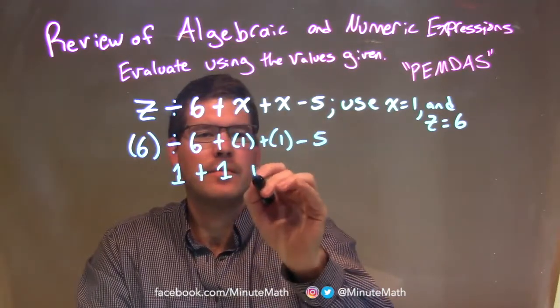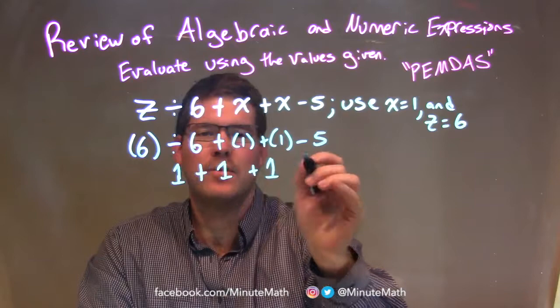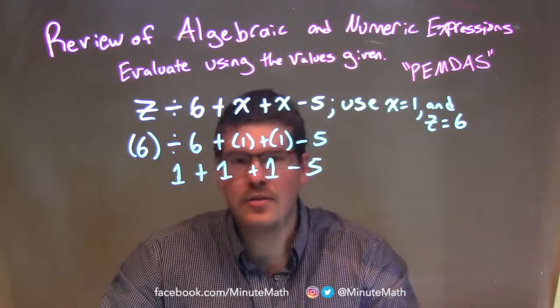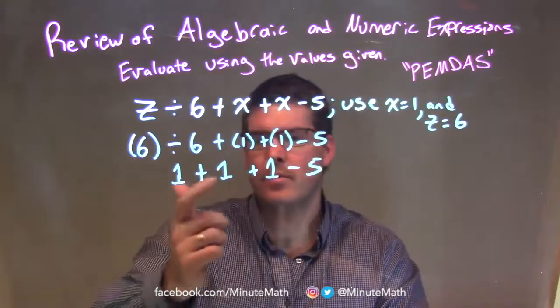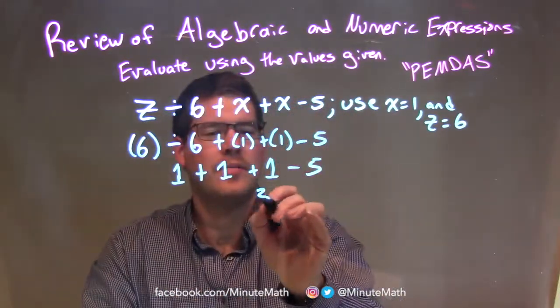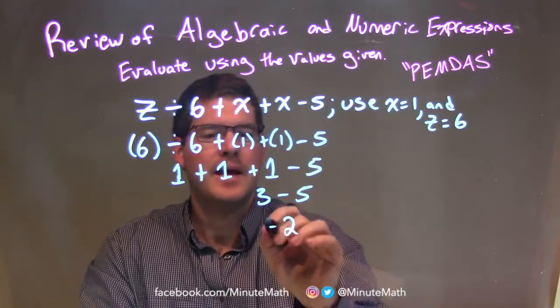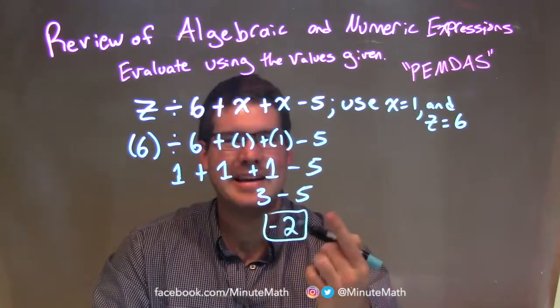This 1, our 1's, plus 1, and then minus 5. So now it's just addition. Let's add them together. 1 plus 1 plus 1 is pretty easy. That's 3, right? So 3 minus 5. And 3 minus 5 is a negative 2. And so our final answer here is just a negative 2.